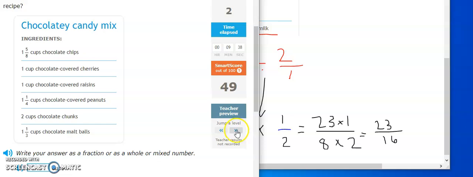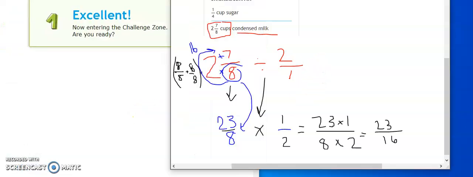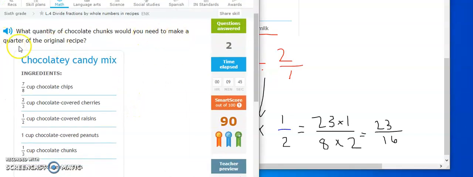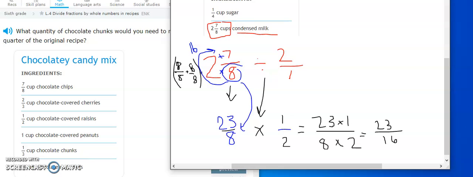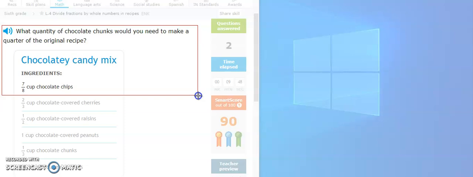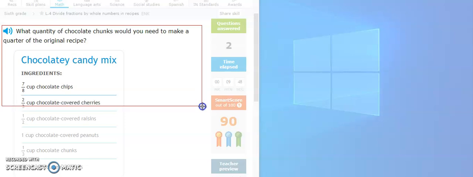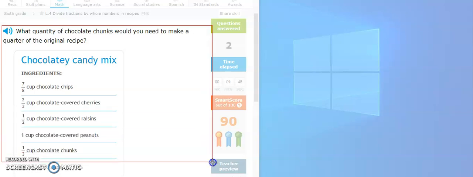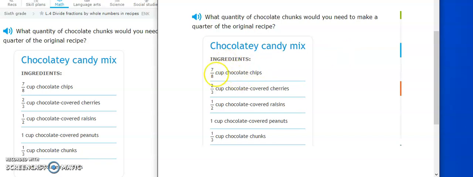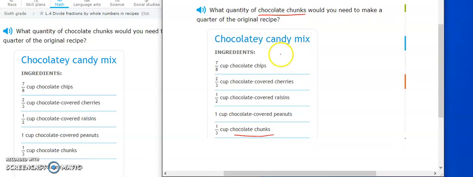Let's jump up one more level and try one more together. All right, what quantity of chocolate chunks would you need to make a quarter of the original recipe? This is very similar to the ones that we've been doing. I'm looking at chocolate chunks, which is way down here. Making sure we are carefully reading our recipe, I almost went with chocolate chips, but it actually is talking about chocolate chunks. So chocolate chunks is all the way down here. That's also super important to make sure that you are using the correct numbers.